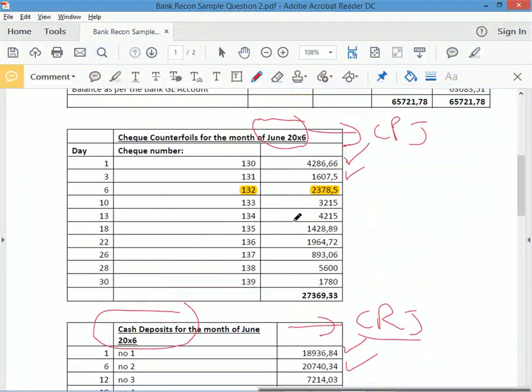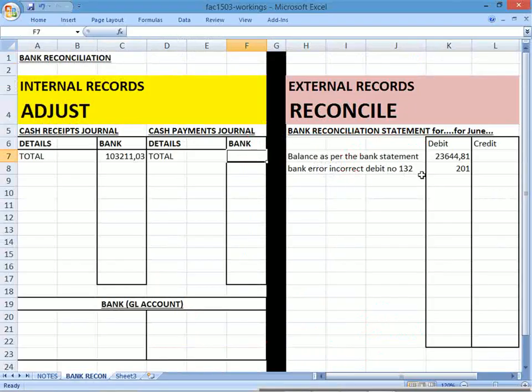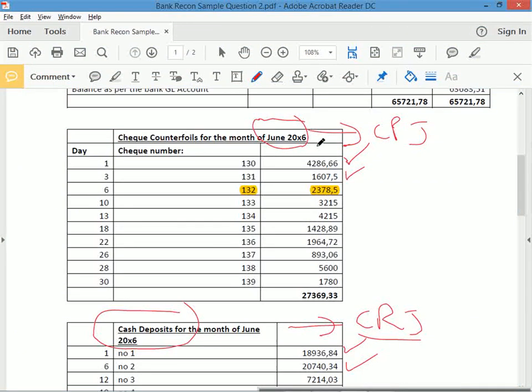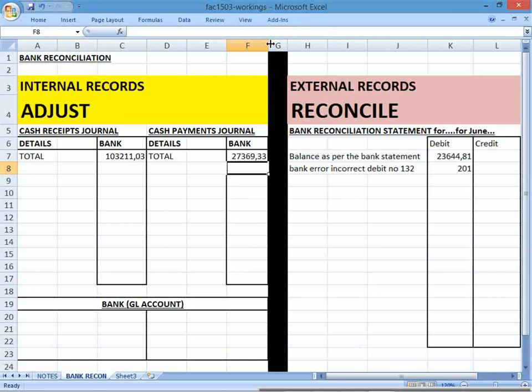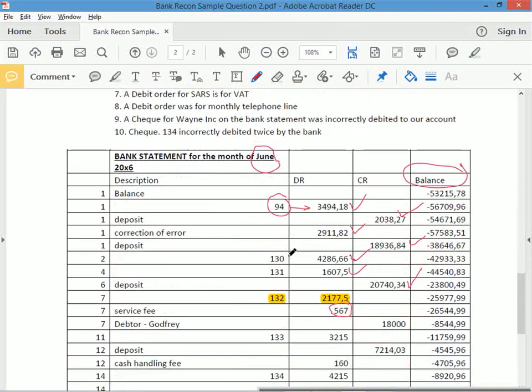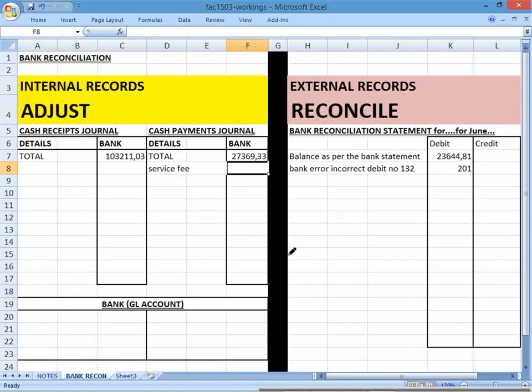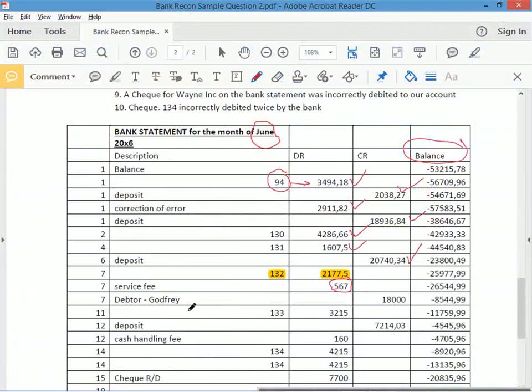Same thing applies to your cash payments. Check counterfoils, 27,369.33. There's my total. Okay, we just said the service fee doesn't appear in my books. So adjust or reconcile? Adjust. Service fee, what was it? 567. There's the service fee. Got that? Yes. Great. Keep going down the list on the bank statement.